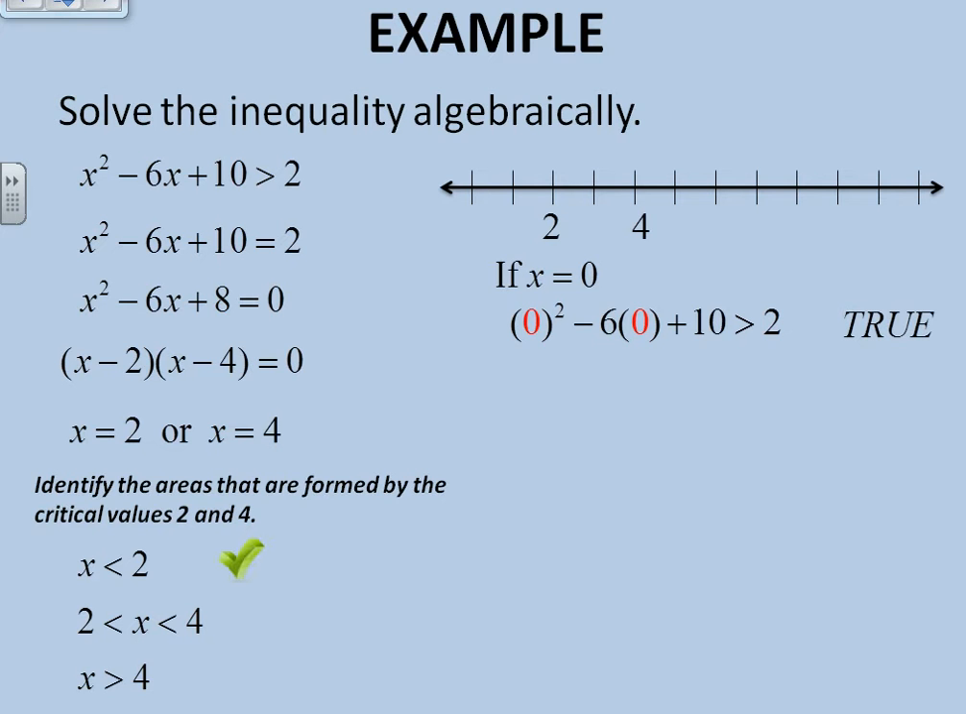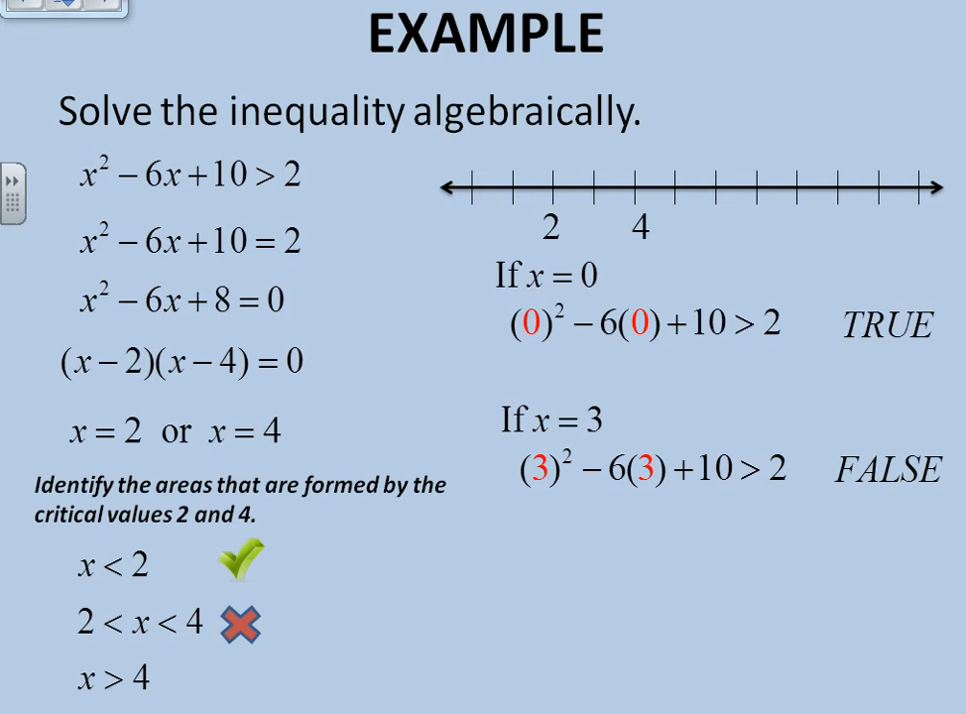So we'll set aside the fact that we know that that one works, and we'll come back to it in a minute here. Now we're going to choose a value that comes between 2 and 4. And not a lot of selection there. We'll just pick the one obvious value, which is 3. We plug that in. 3 squared minus 6 times 3 plus 10 is greater than 2. That's 9 minus 18, which is negative 9, plus 10 gives us 1. And 1 is not greater than 2, so this is false. So we rule out that section of the graph.